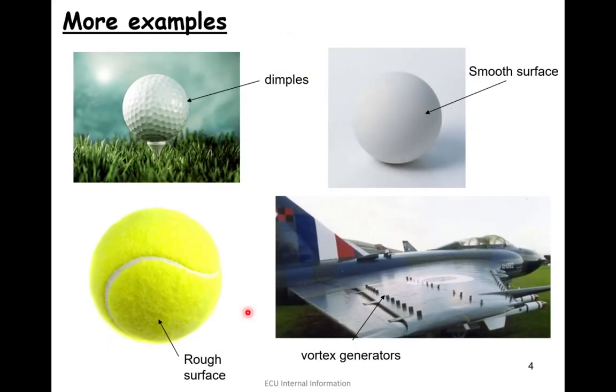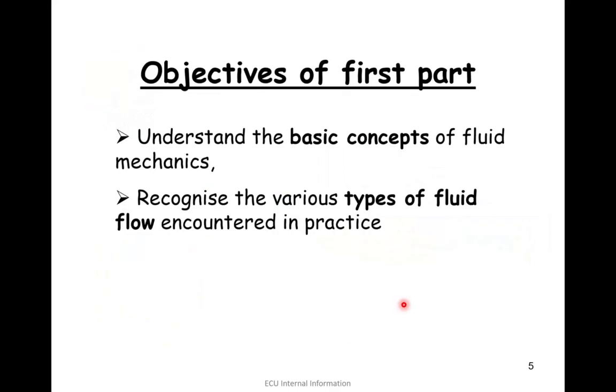Again, in sports, you can see why they make golf balls with dimples. This is the fluid mechanics knowledge behind that. Why some table tennis balls are smooth, why tennis balls are made rough, or what the application of the different flaps on an aeroplane wing is. These are things that are all related to fluid mechanics.